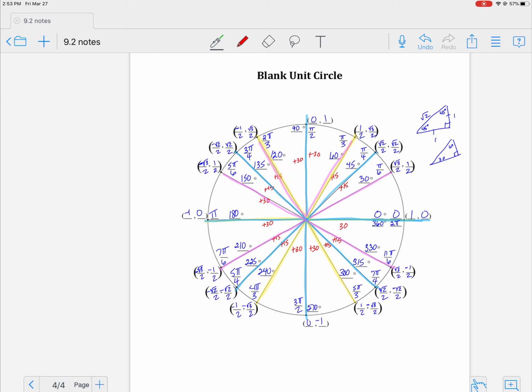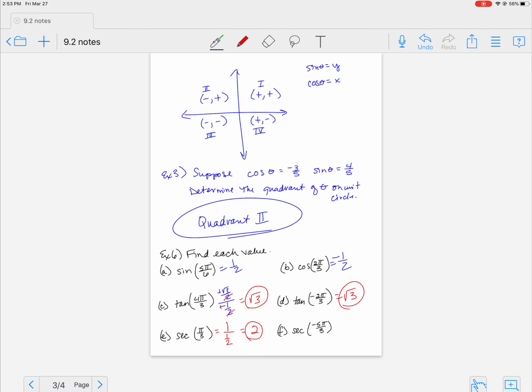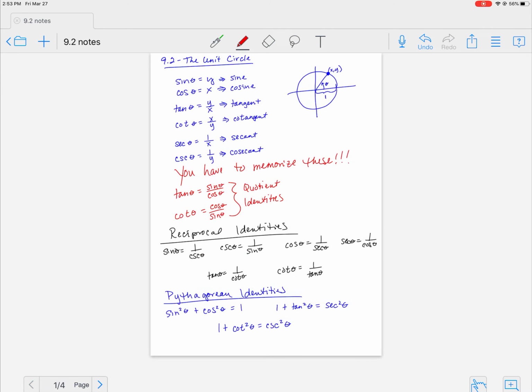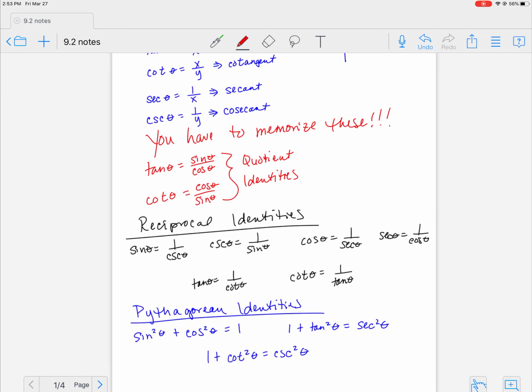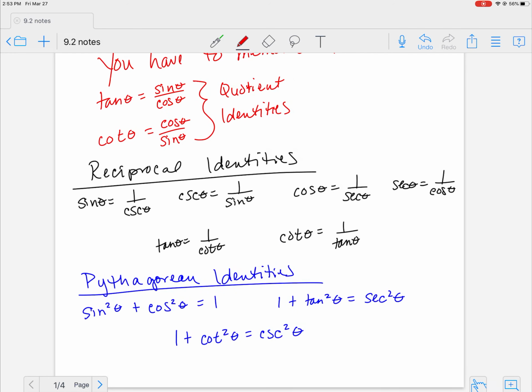Look at secant again, and it's cosine. So -5 pi over 3. Sometimes I look at this and I say, okay, this is 5 pi over 3 coming all the way around. My -5 pi over 3 is going to take me all the way back up here. So it is that pi over 3, right? So secant of pi over 3 and -5 pi over 3 are the same.